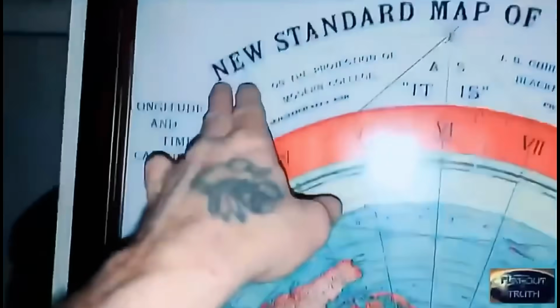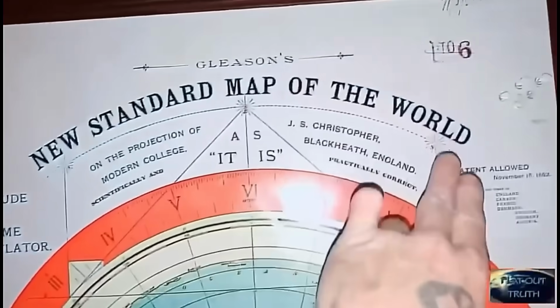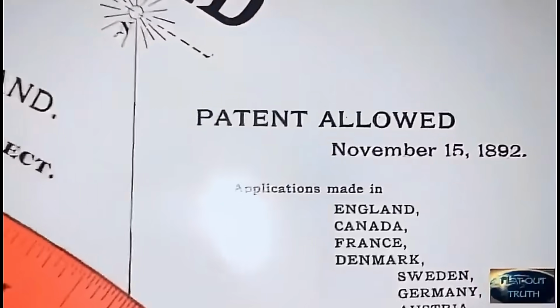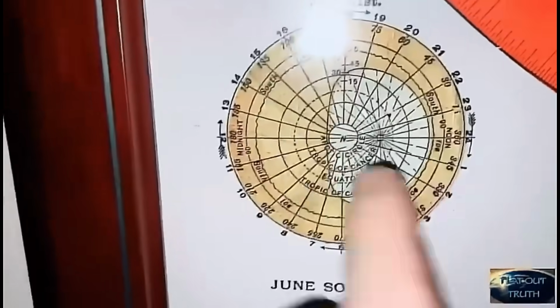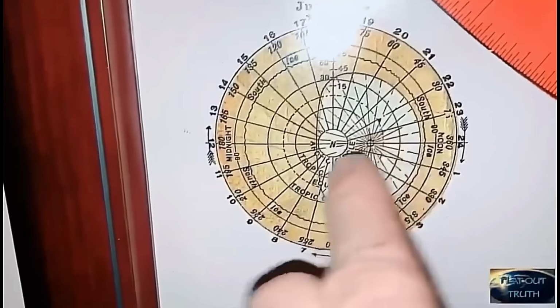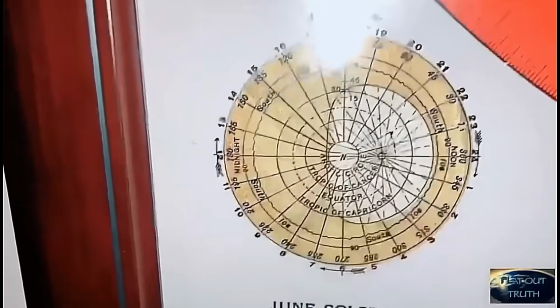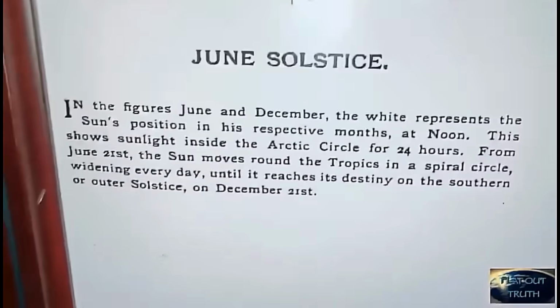Here we go. Now, as you can see, this is the Gleason's New Standard Map of the World, patent allowed November 15th, 1892. But here's what we want to look at: the summer solstice, the June solstice, June 21st. See this white dot in the middle with the end in it? That's the North Pole. The little black dot is the sun. It shows you its pattern, which is a small circle. And it even tells you down here in the June solstice.